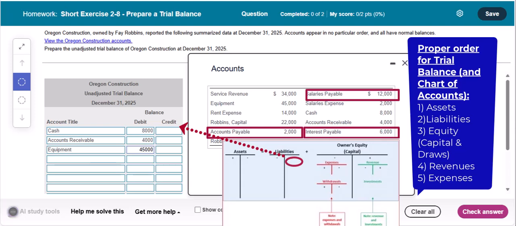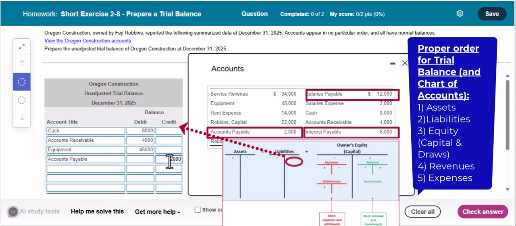So liabilities, which is what these payables are, are listed in order of how soon they will be paid. Accounts payable are always due within 30 days, so they will come first. They're always the first liability listed, and which side is the plus side for liabilities? It's the credit side. So that's here on the right. So we'll put that accounts payable balance of 2,000 there.